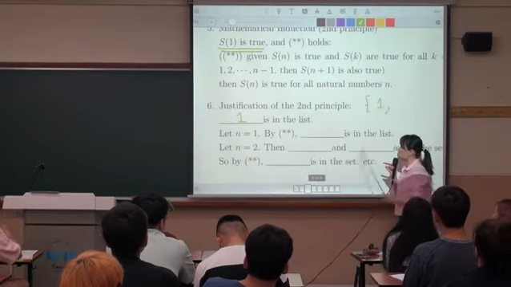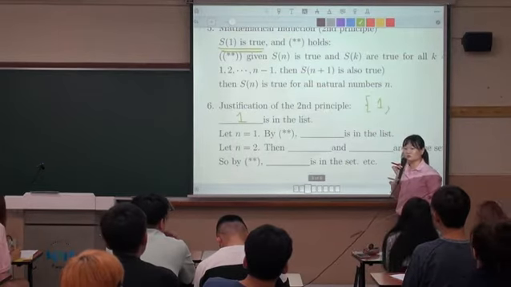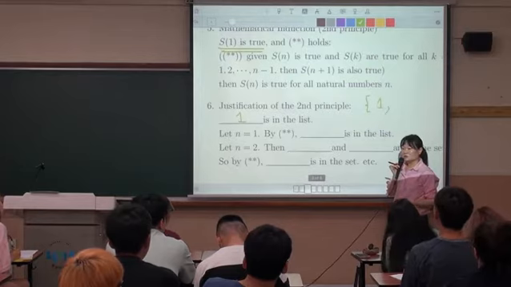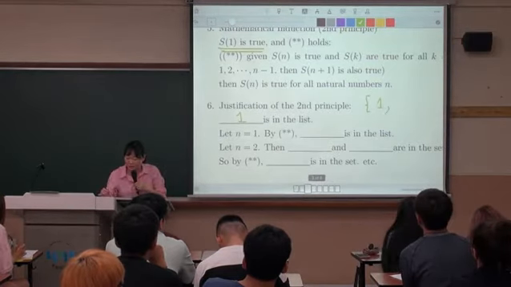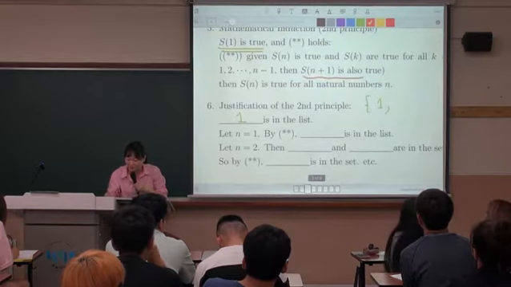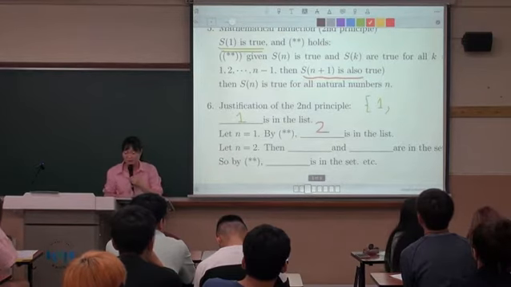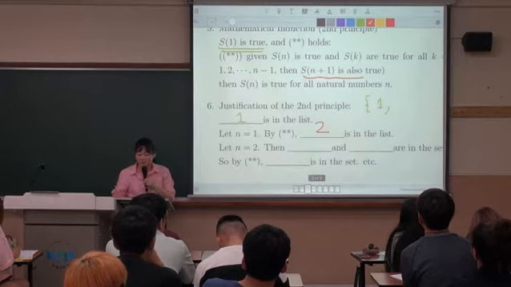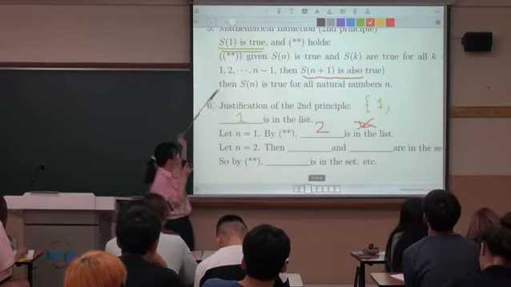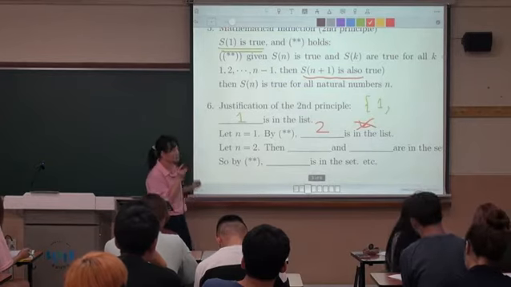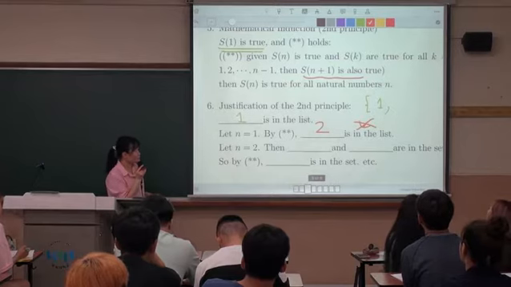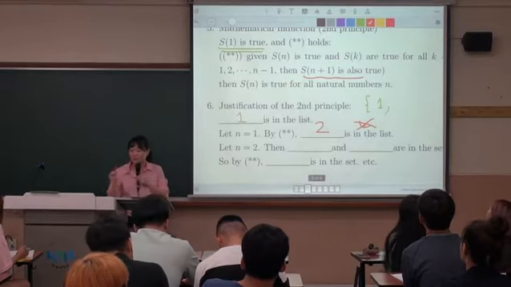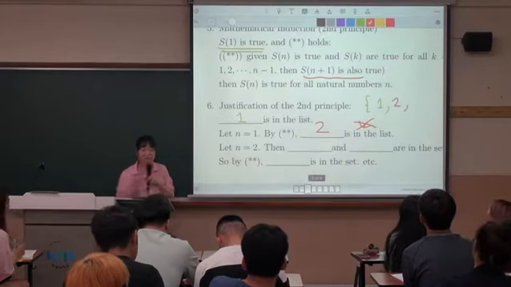So what else goes in the list? 2. So by double star, since this is true, 2 is in the list. Here k doesn't exist, because n is 1. K starts at 1, right? It ends at 1, so there's no k. There's nothing to apply. So 2 is in the list. Okay, so now 2 is in the list.